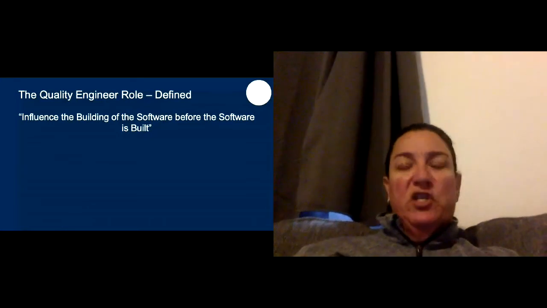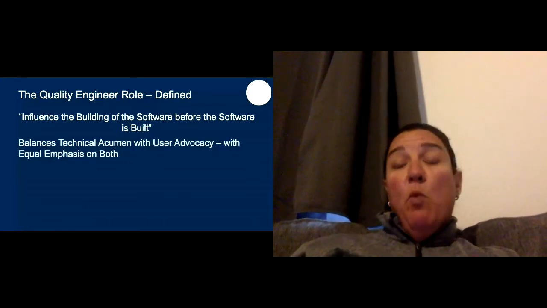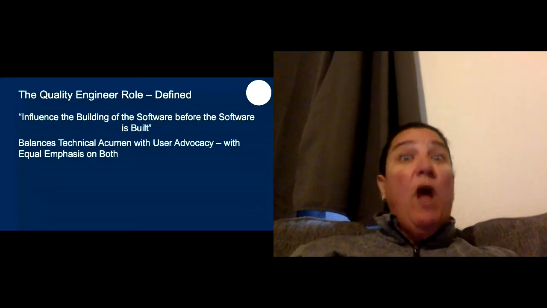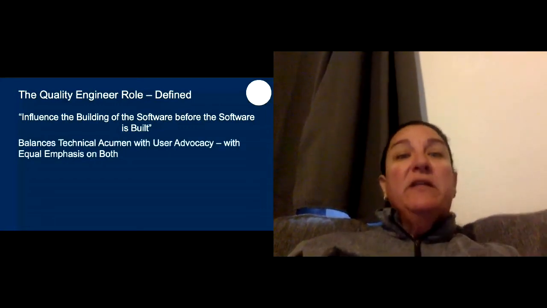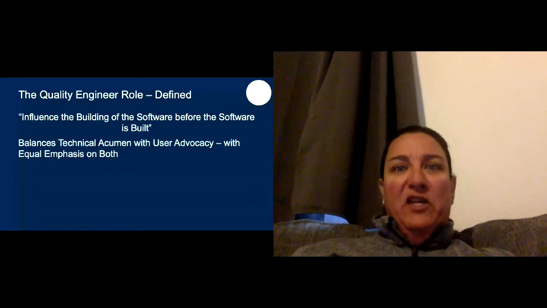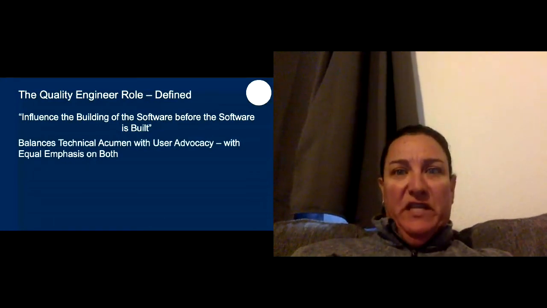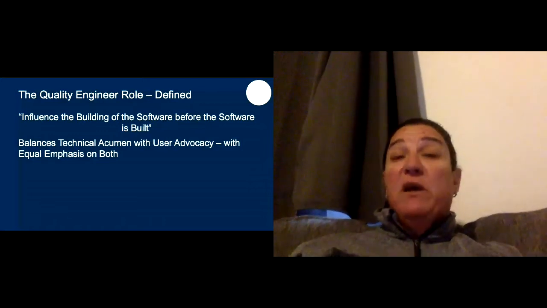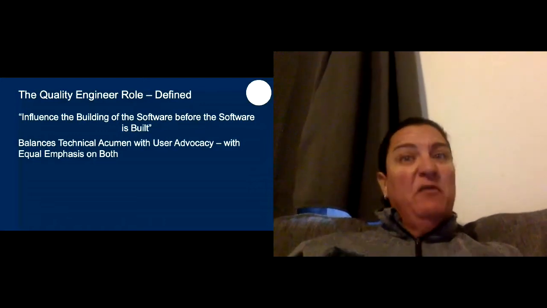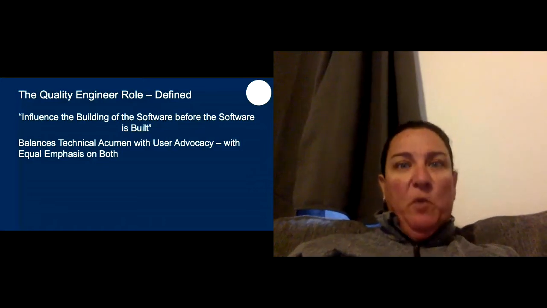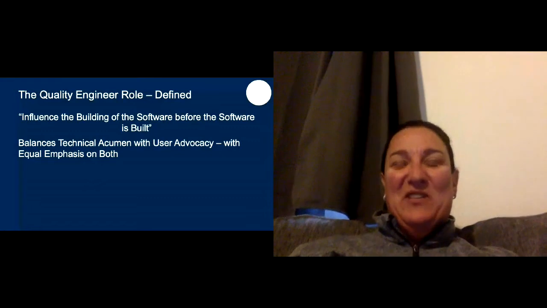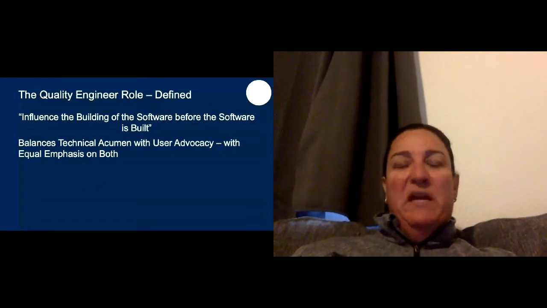And one of the 2 most important characteristics that a quality engineer can have is that we balance both technical acumen and user advocacy, and we put equal emphasis on both, which means that we become context driven. And if you're not familiar with that term, the way that I define it, and again, this is not a term that I've defined, there are many other thought leaders that defined context driven many, many years ago.